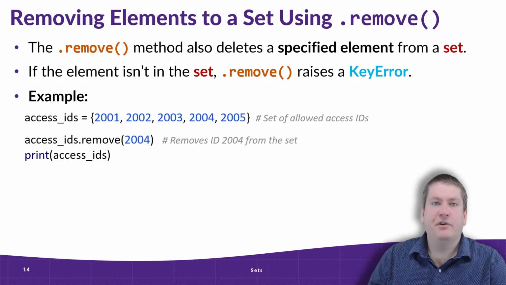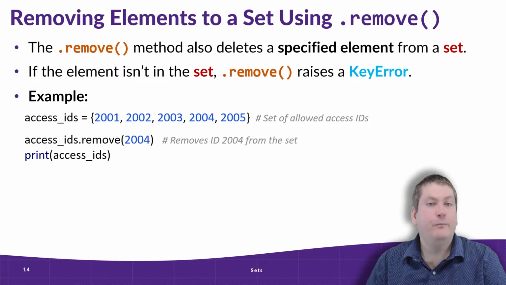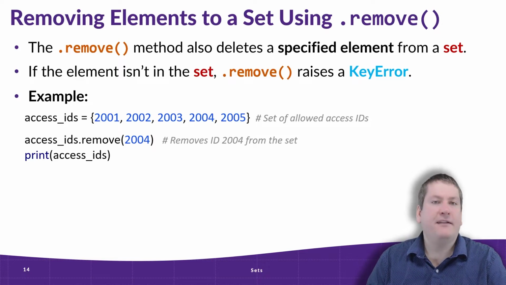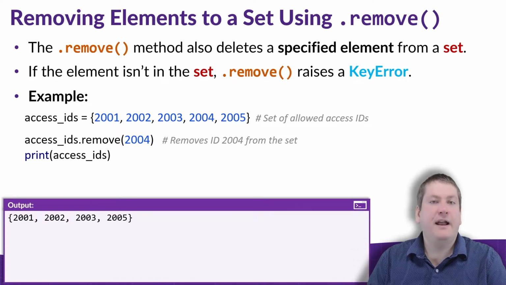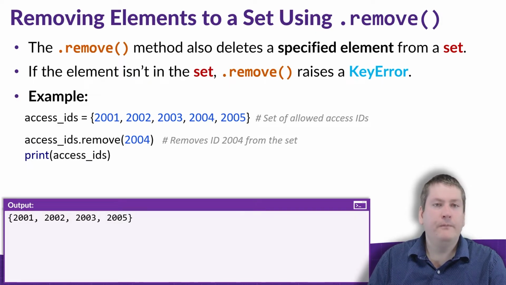So here we have the same sort of access IDs, except now they're starting at 2000. So we have 2001, 2002, all the way up to 2005 in our access ID set. And we're trying to remove access ID 2004. That works fine because access ID 2004 is in our set. So the result is a set that now has 2001, 2002, 2003, and 2005 because 2004 has been removed.